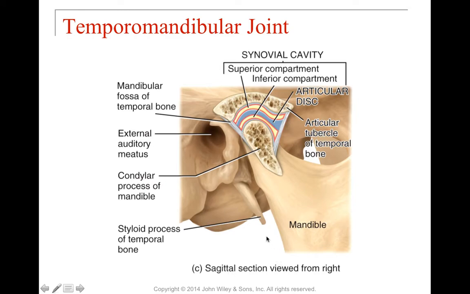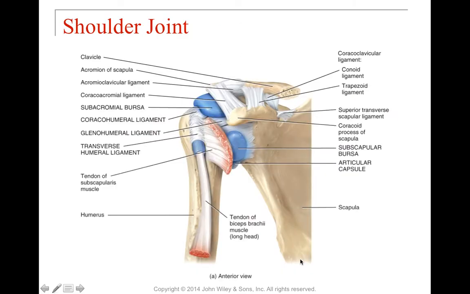Okay. Here's a sagittal section. So if you're viewing it from the right side in a sagittal section, we have here the mandible that articulates here at the articular disc with the mandibular fossa of the temporal bone. Okay, here's the auditory meatus where your ear would be, etc. Here's the condylar process of the mandible interacting directly with the mandibular fossa of the temporal bone, separated by this articular disc right here. It has a superior compartment and an inferior compartment, and it's a synovial cavity, and what that means is that there's synovial fluid inside of there, right? And again, here's that styloid process of the temporal bone where it's going to be connecting down to the mandible.